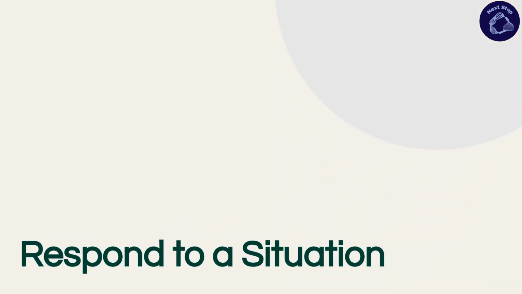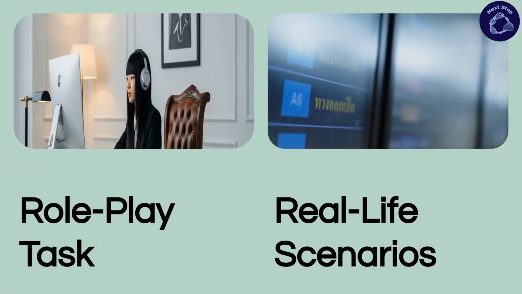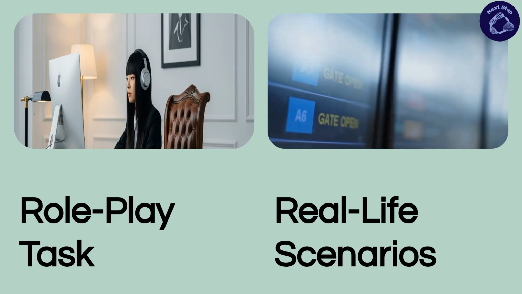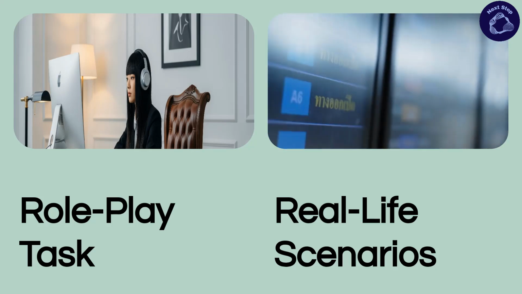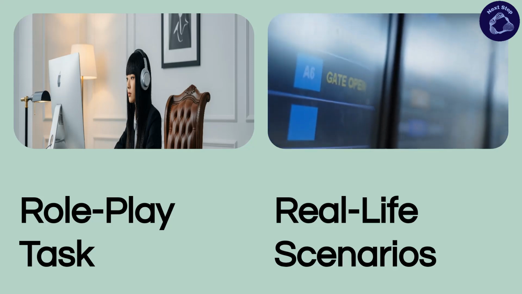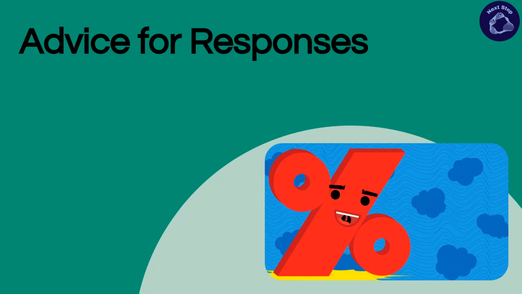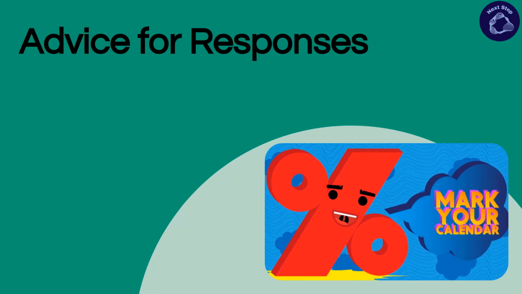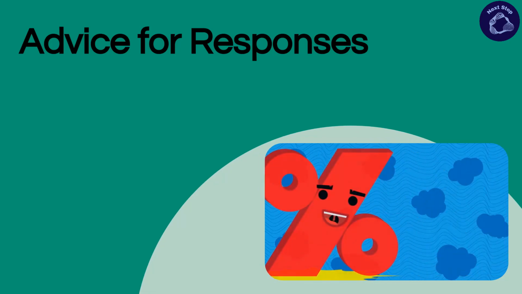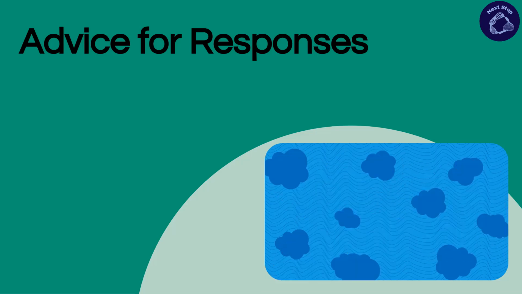Next, respond to a situation. This is a role-play task. You'll be given a scenario, like helping a customer or asking for information. You'll see or hear the situation, have a few seconds to think, then respond naturally. Speak in the first person and address the situation directly. Be polite and structured. Greeting, main point, conclusion. Keep talking, even if unsure, to maintain fluency.